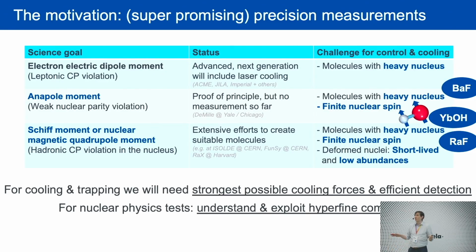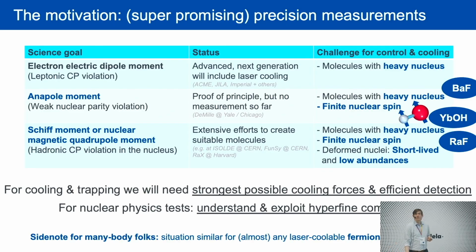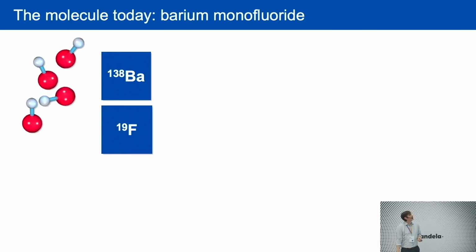realize the strongest possible forces and efficient detection. And for this, you need to optimize things. And if you want to really go into this field of nuclear physics here, then you really have to understand and exploit this hyperfine structure that is given to you by your molecule. And also a side note, because there are many body people here, also most laser coolable fermions will have that property. So if you want to make cold Fermi gases by laser cooling, this will also require you to deal with this hyperfine structure.